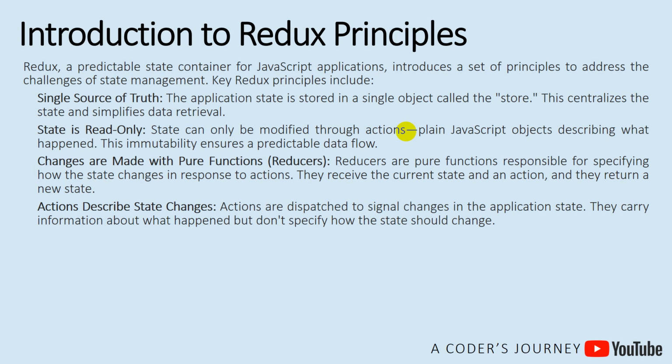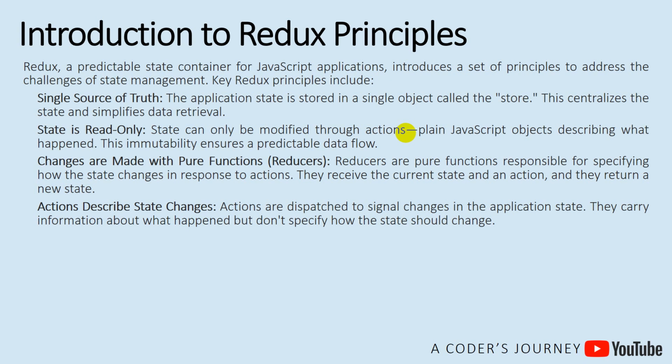So 4 very important principles. One more time: single source of truth. A state is stored in a single object called store. Number 2, a state is only read-only. It is always read-only. It is always immutable. You cannot go and change it in unexpected ways. You can only change a state through actions, through JavaScript objects, and this immutability is a good thing. It helps the application to have a predictable data flow.